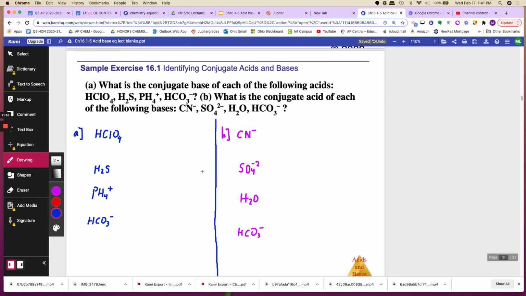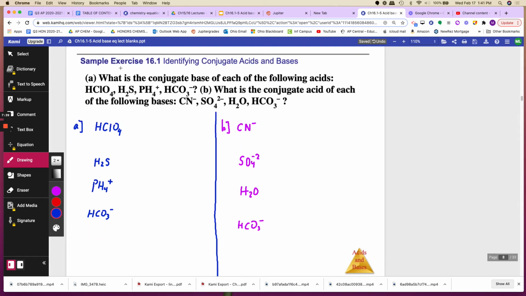Okay? Let's do 16-1, sample exercise. It says, what is the conjugate base of each of the following acids? So I wrote them here. These are acids, so what they will do is give away an H+, right? When you give away an H+, this is gone, so now you have ClO4, and it leaves an electron behind, so now you have a minus. So the conjugate pairs would be this and this. In this conjugate pair, this is the acid, and this is the conjugate base.